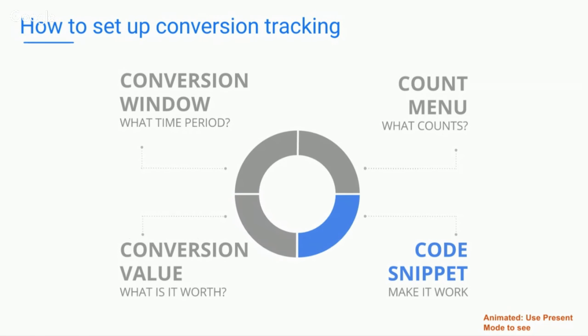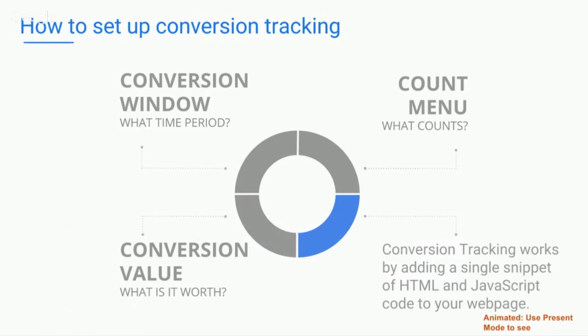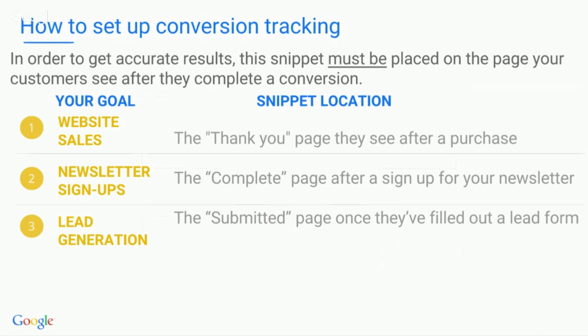And the last thing is the code snippet that we talked about earlier, which is how we can make the code and conversion tracking work. It's super simple. All you need to do is add the conversion tracking snippet, which is just a couple lines of HTML and JavaScript code, to your web page.